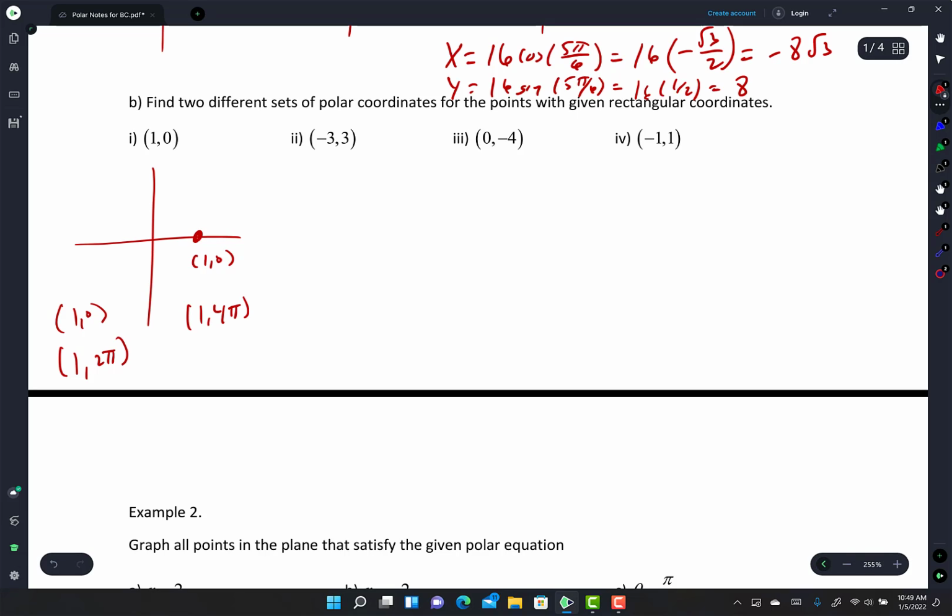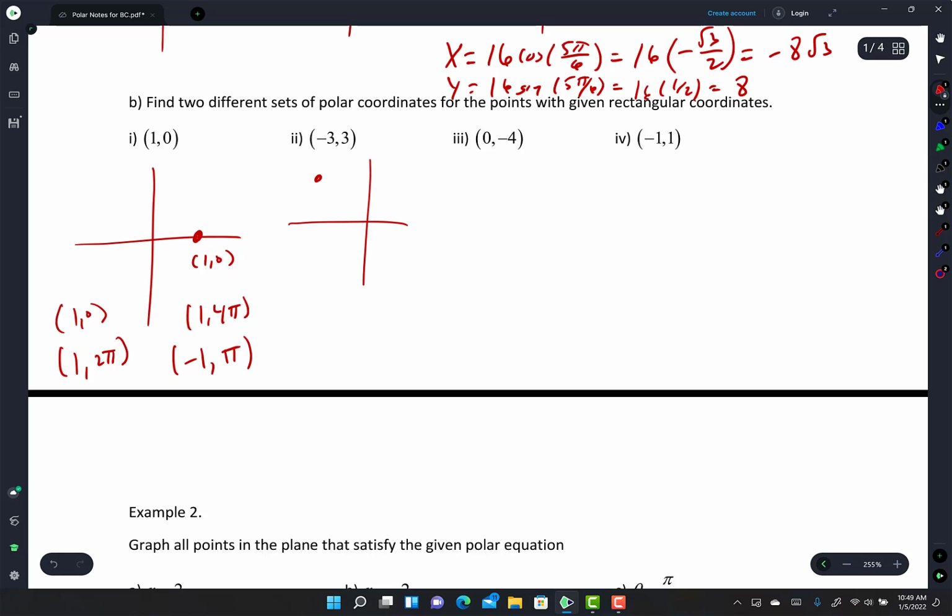What if I wanted a negative 1? Negative 1, pi. Because pi would have put me on the negative x-axis, but the negative 1 would have brought me back to 1. Does that make sense, guys? Those are all different. I should have put more than 2. Well, that's more than 2. That's 4 of them right there. Those are all the same. All right, let's go to the next one.